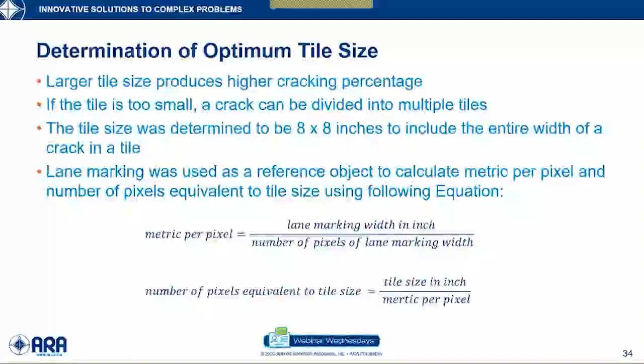And since you don't know the matrix per pixel on each image because of the different camera settings and different flying height, the lane marking was used as a reference object to calculate the matrix per pixel and number of pixels equivalent to tile size using the following two equations.